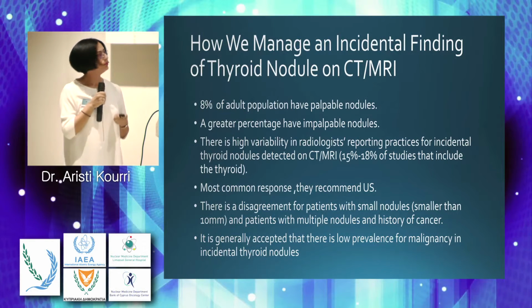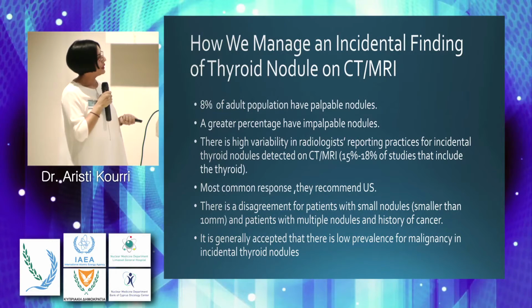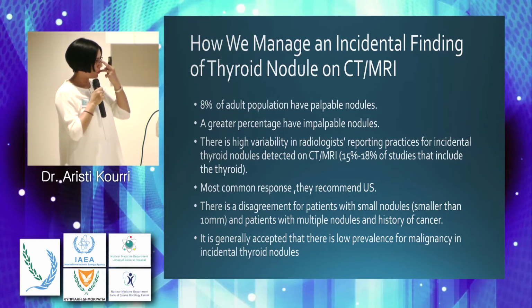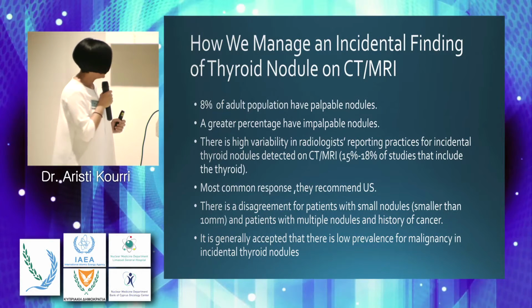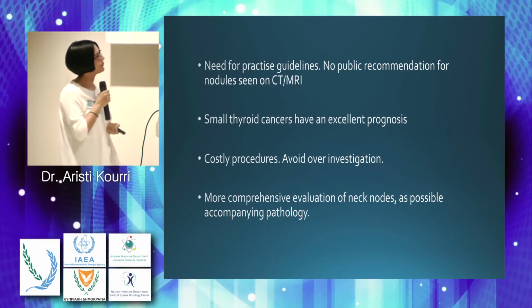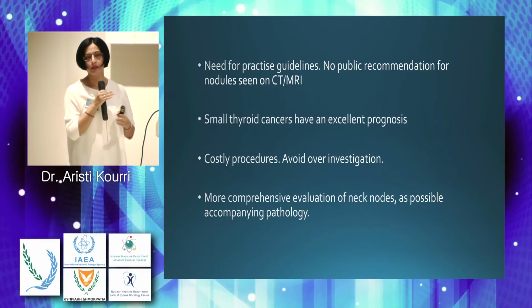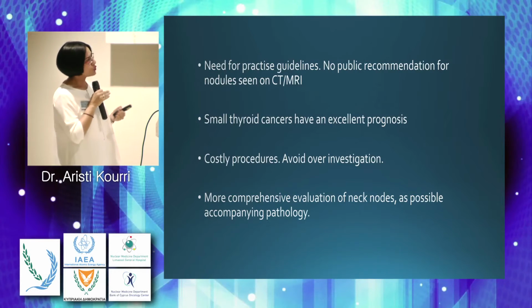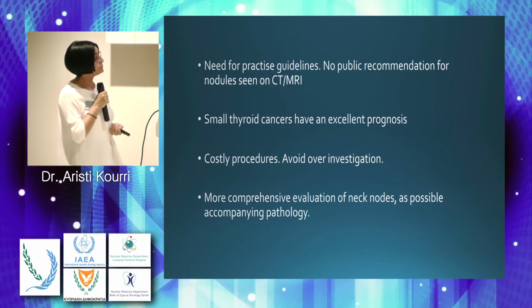The most common response is that they recommend ultrasound. There is a disagreement for patients with small nodules, smaller than 1 centimeter, and patients with multiple nodules and a history of cancer. It is generally accepted that there is low prevalence of malignancy in incidental thyroid nodules. But there is a need for practice guidelines. We still don't have practice guidelines about what to do with the incidental nodules we find. No public recommendation exists for nodules on CT or MRI.